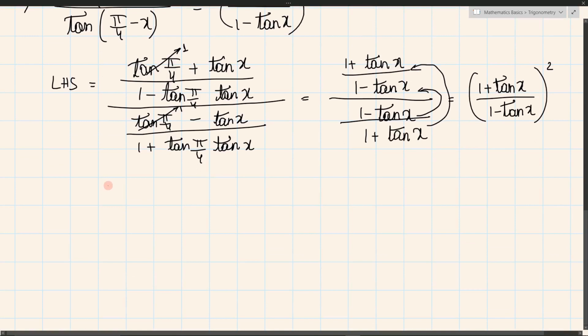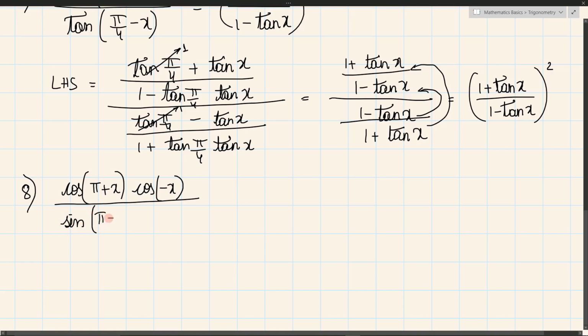So we have question number 8, that is cos of pi plus x into cos of minus x, whole divided by sine of pi minus x into cos of pi by 2 plus x, is equal to cot square x. So let us consider the LHS.